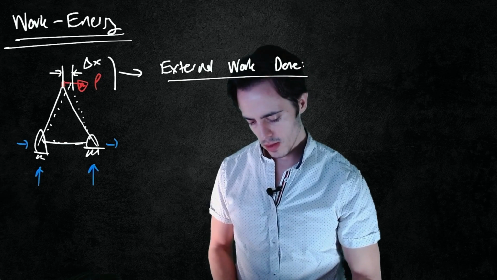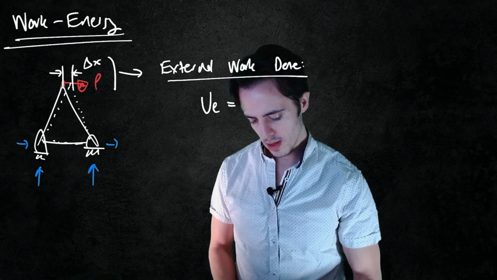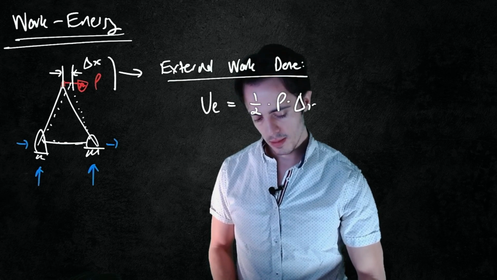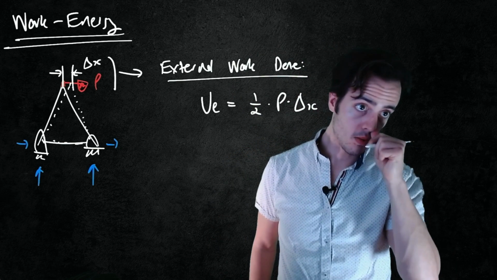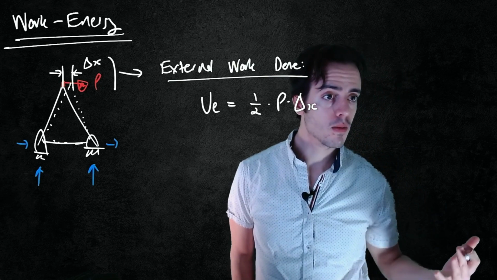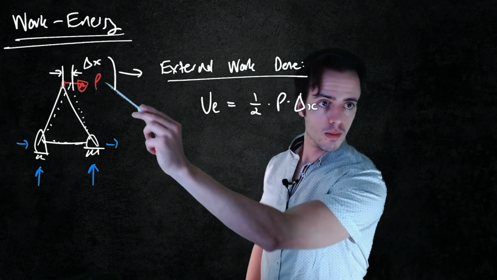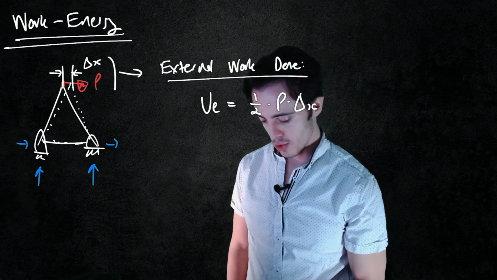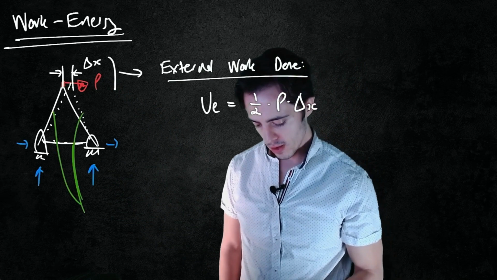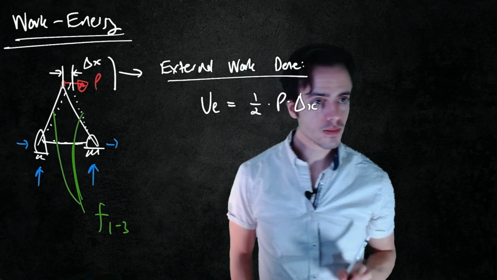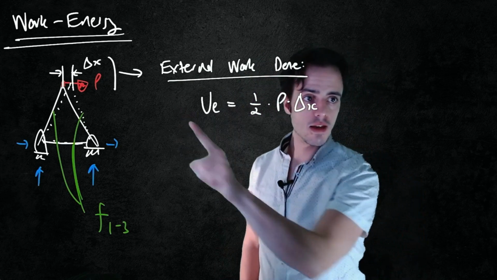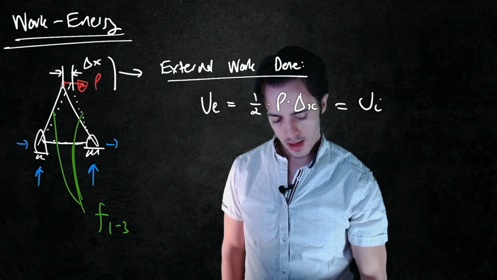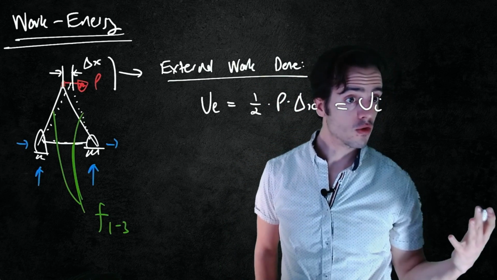And that was equal to UE, which was 1/2 multiplied by P multiplied by delta X. That was the external work done. And where this method becomes useful is that when we have this applied loading, and if we can get all of the reactions, we can accordingly get all of these internal forces. So we would have F1 through 3. We can equate this external work done with internal work, or internal strain energy.